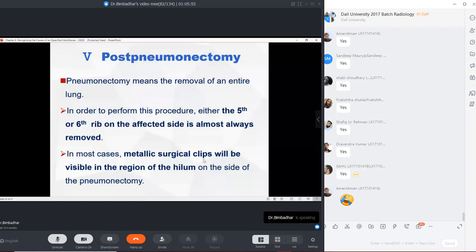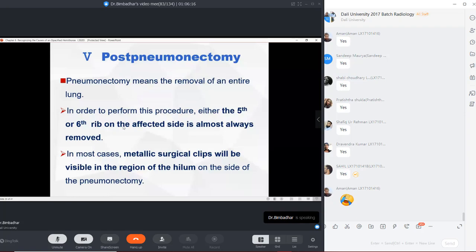So what I will find is a metallic surgical clip and a removed rib. These are the most important radiographic features which will suggest that this is not pleural effusion, this is not pneumonia, this is not atelectasis. Did you get it? It is very simple. Pneumonectomy is very simple, right?